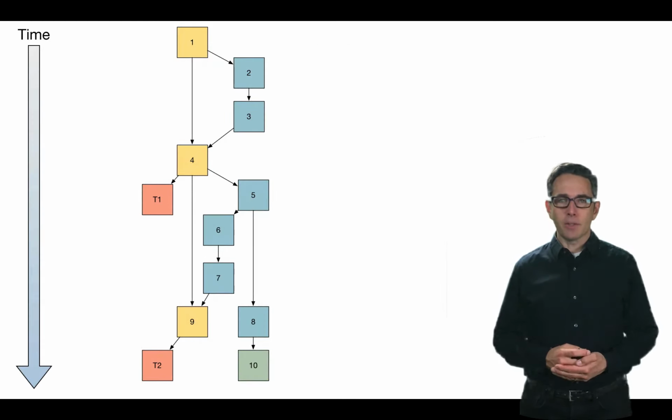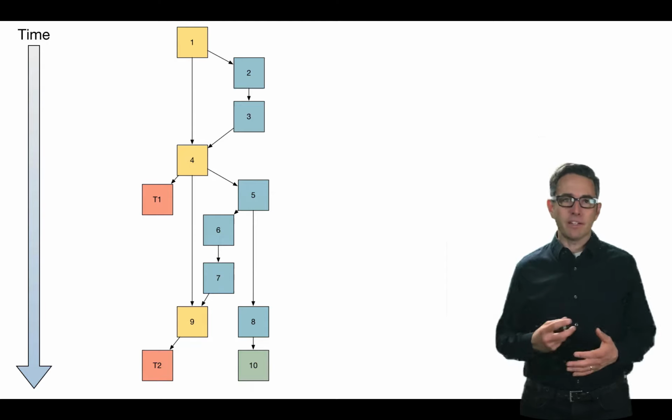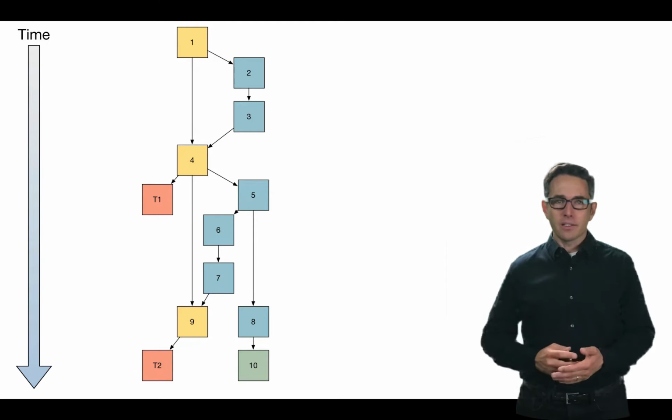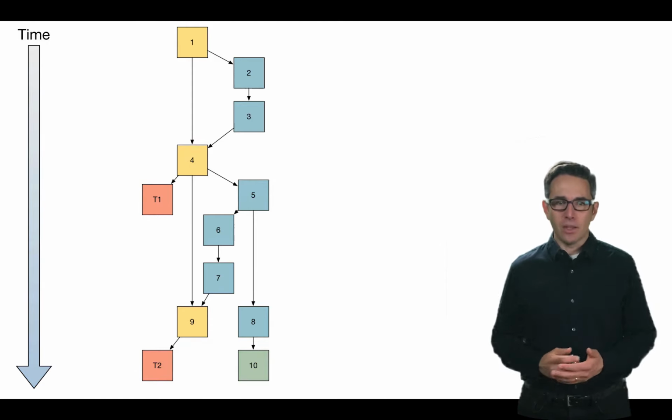So here's an example conceptually of how these different processes might occur. So let's start by thinking about the yellow line.